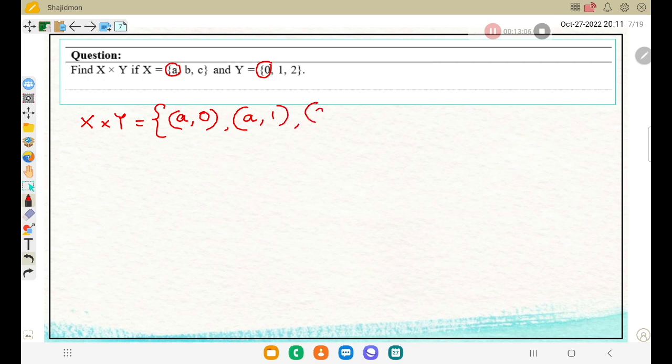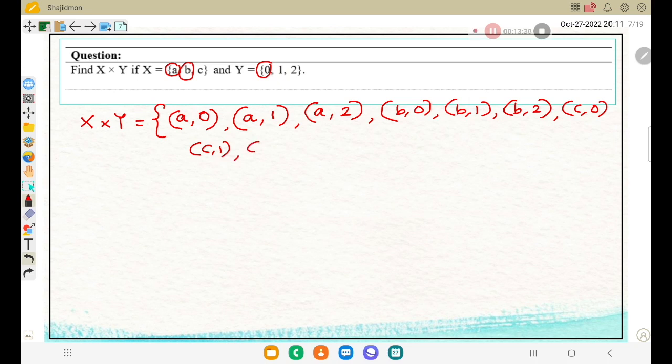Then again A with the third number, that is 2, correct? So A possibilities finished: A0, A1, A2. Now we go to the second number B here. So again B0 we can write, B1 we can write, and B2 we can write, correct? Now after that go to the C number: C comma 0, C comma 1, and C comma 2, correct? So these are the possibilities.